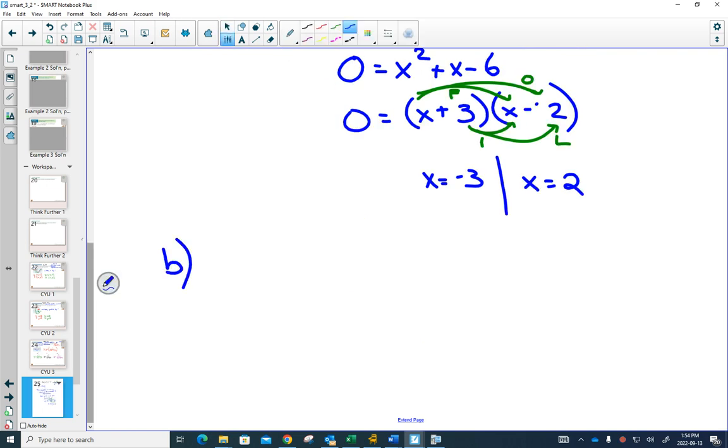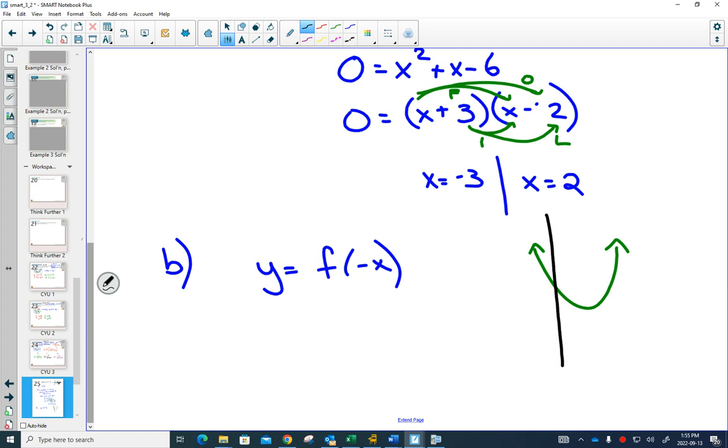12b says, what happens if you had y equals f of negative x? So we knew that f of x was a parabola. What does this mean? Horizontal reflection. So it's going to reflect over the y-axis. Let's say I draw a y-axis. What point, where do they cross when you reflect it over?